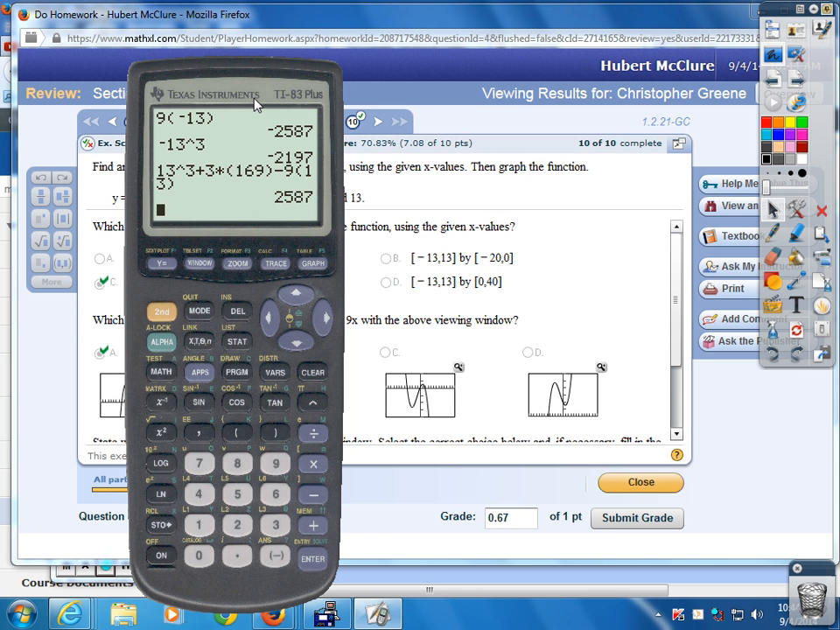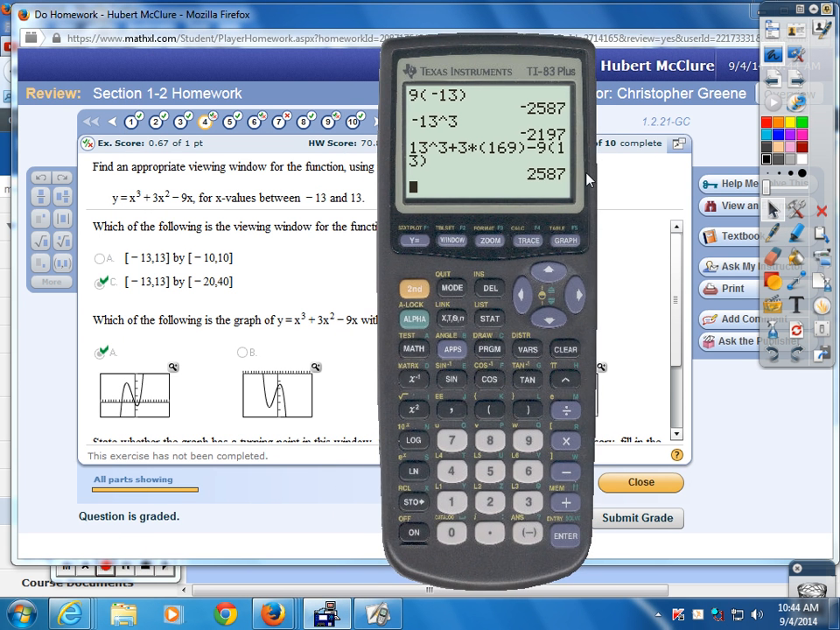Now this is where you need to manipulate your calculator, and there's several ways you can do it. Go y is equal to x cubed plus 3x squared minus 9x, there it is, and graph it. And when you graph it, you're going to get a cluster like this. Do you need all these extra x's out here and out here? No. All you need is what? Negative, I'm going to say 13, you can use 14 or 15, to positive 13. And then hit graph.